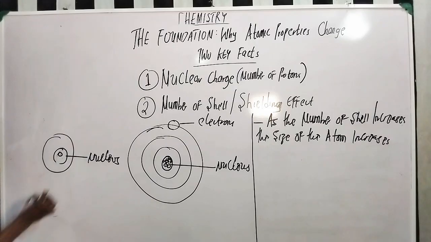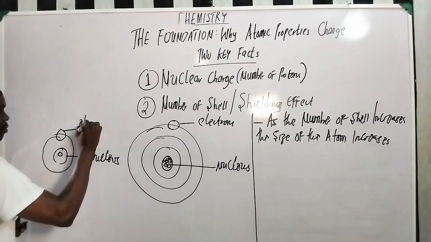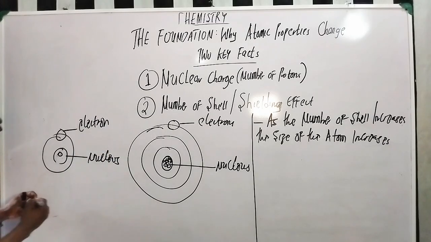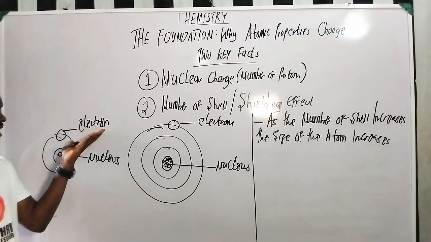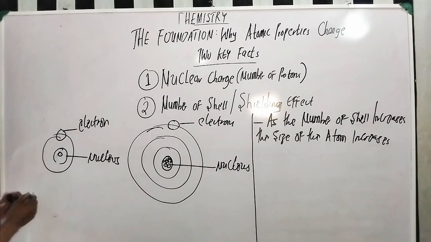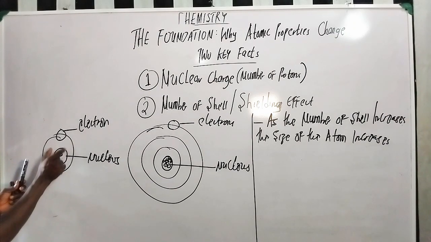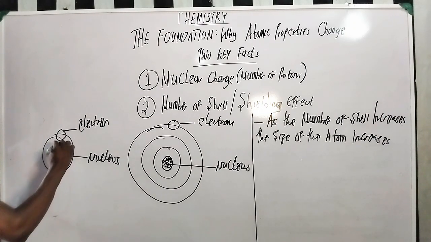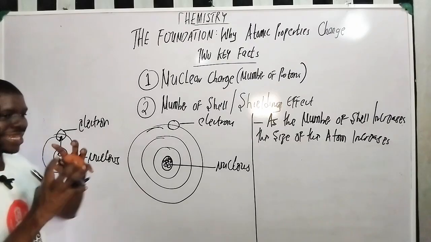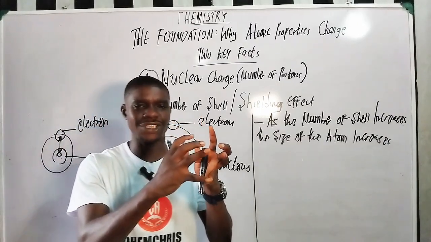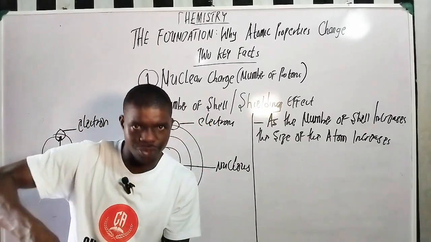This is the nucleus. In this one you have only one shell, please pay attention here, which holds the electron. Now compare these two things here. Here's the nucleus, here is the electron. You can see that because it has only one shell, the attractive force is more here. The nuclear charge is more here because the shell that holds the electron is closer to the nucleus.